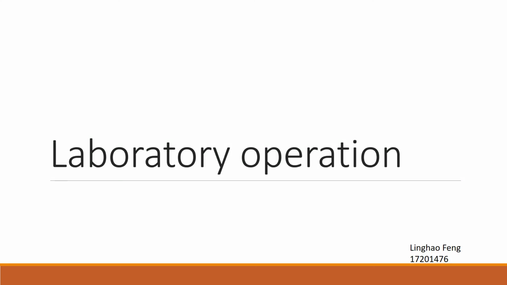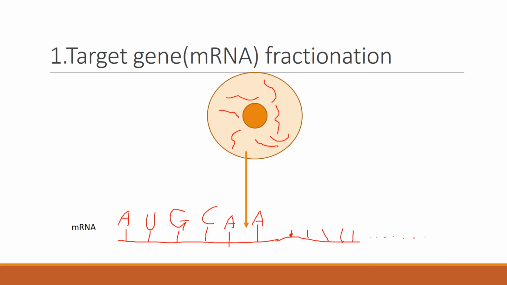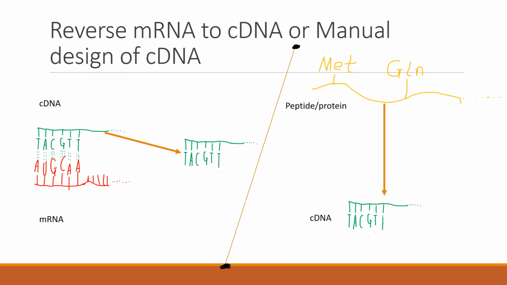So here comes the laboratory operation. In general, the listed five steps are required for protein overproduction in bacterial cells. At first, the mRNA, which can be translated into the protein of interest, should be found and purified. Once the mRNA is fractionated, it should be reverse transcribed to cDNA, the essential material for PCR amplification. If the mRNA is hard to purify, it is possible to synthesize artificial mRNA or cDNA according to the sequence of amino acids in the protein.